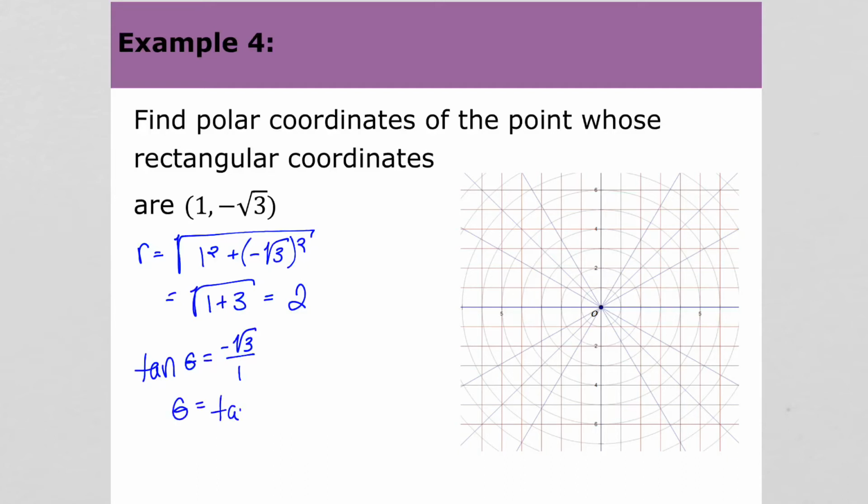So theta will be the inverse tangent of negative root 3, which is negative 5 pi over 3. So if we graph this point, what is the square root of 3? 1.73. So if we graph this, we've got the point (1, negative 1.73). So something like that.